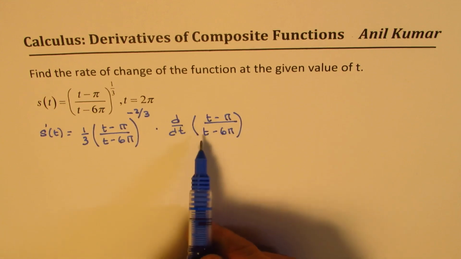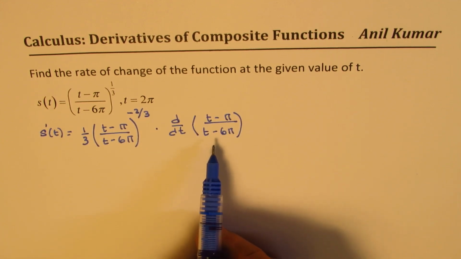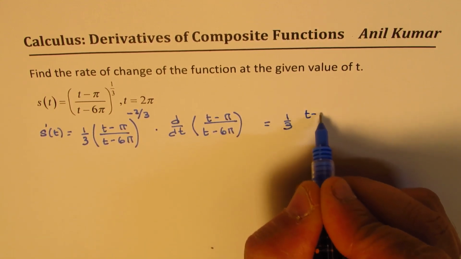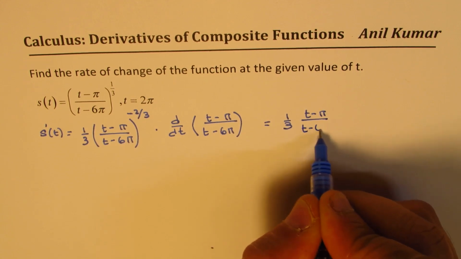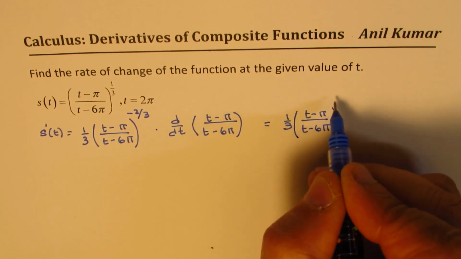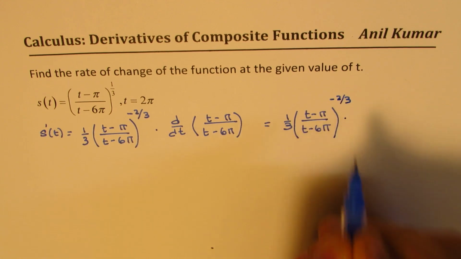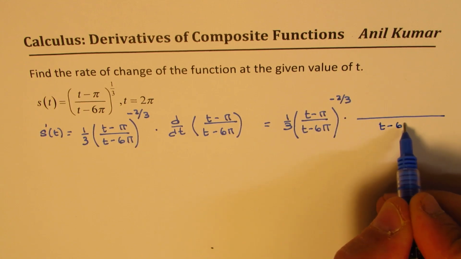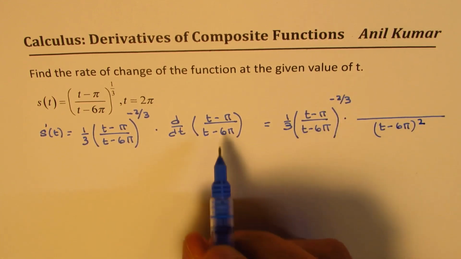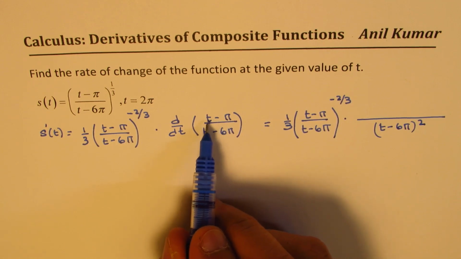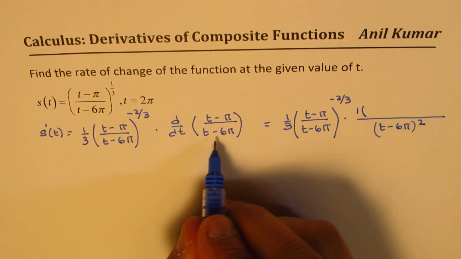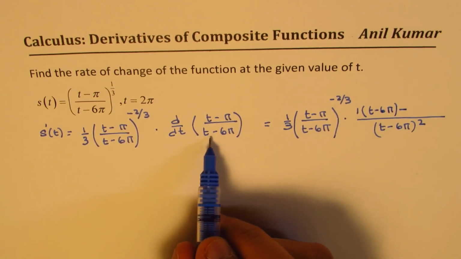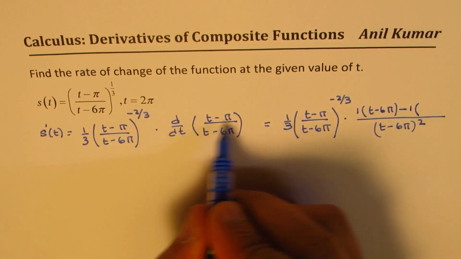Now, what is the derivative of the inside function? We need to apply the quotient rule. So let's do that. So we get 1 over 3 times (t minus pi over t minus 6 pi) to the power of minus 2 over 3 times, quotient rule means square of the denominator, which is t minus 6 pi whole square. Derivative of the first function, which is 1, so 1 times the second function, which is t minus 6 pi, minus derivative of the second function, which is 1, times t minus pi.